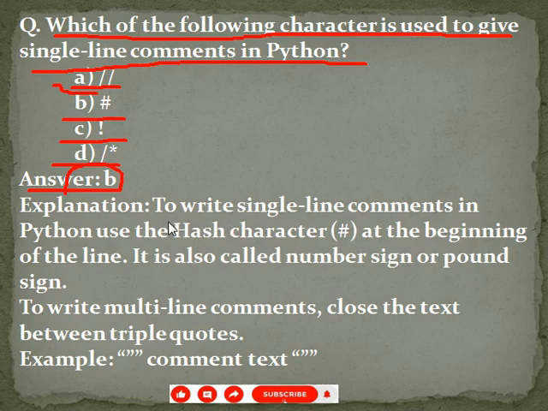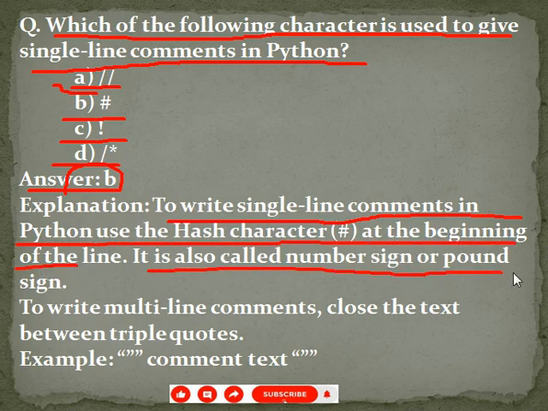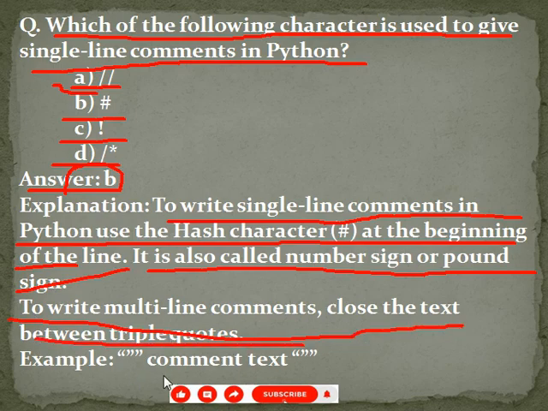See the explanation. To write single line comments in Python, use the hash character at the beginning of the line. It is called number sign or pound sign. To write multi-line comments, close the text between triple quotes. For example, this is comment text with triple quote.